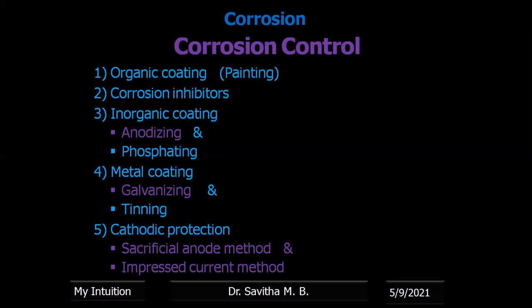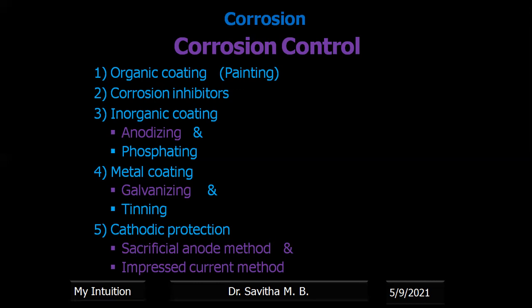Proper selection of the method is always to choose a metal which has higher reduction potential, so that its ability to undergo oxidation will be less. Another method: if a metal is exposed to the corrosive environment, it undergoes corrosion. So if you can create a barrier so that the metal is not fully exposed to the environment, you can control the corrosion.